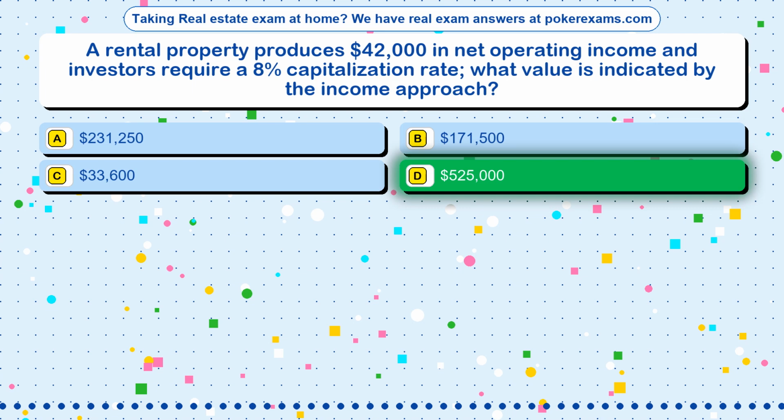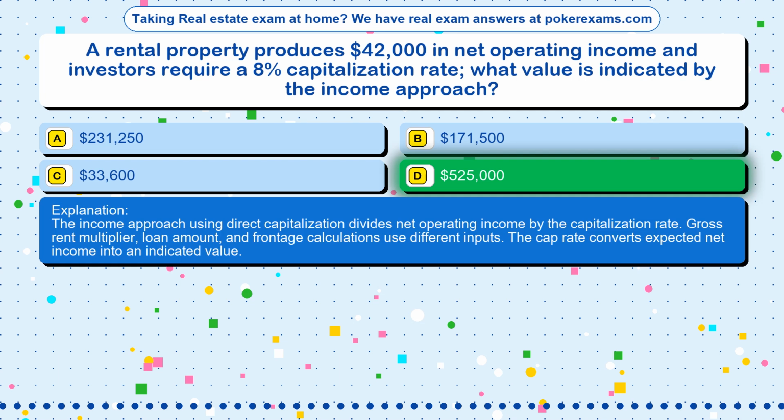The correct answer is option D, $525,000. The income approach using direct capitalization divides net operating income by the capitalization rate. Gross rent multiplier, loan amount, and frontage calculations use different inputs. The cap rate converts expected net income into an indicated value.